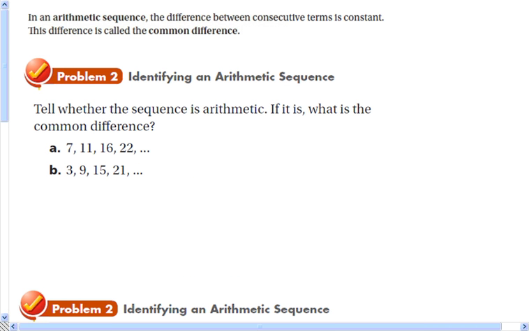All right, identify an arithmetic sequence. In an arithmetic sequence, the difference between the consecutive terms is constant. So you have a common difference. Right? So if we see a common difference, we know it's an arithmetic sequence. And then soon we're going to learn how to write equations to represent that. So what is the common difference here, if it is an arithmetic sequence?